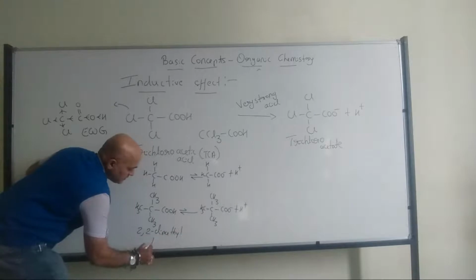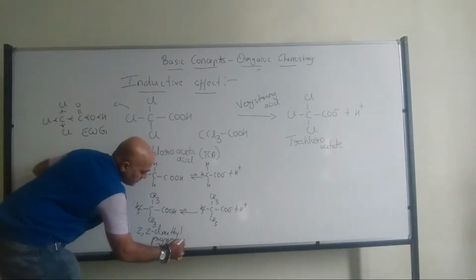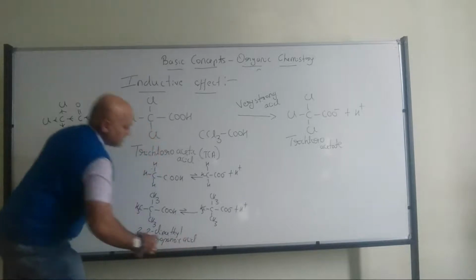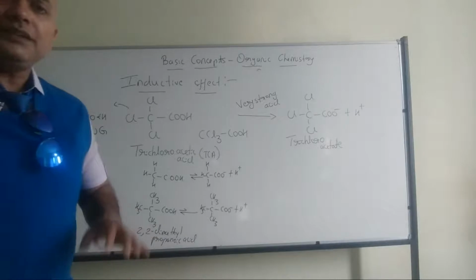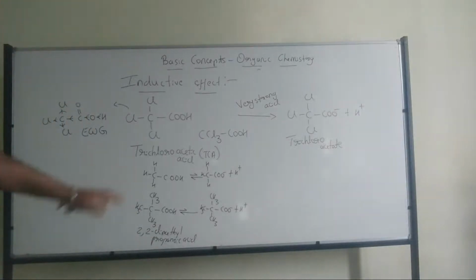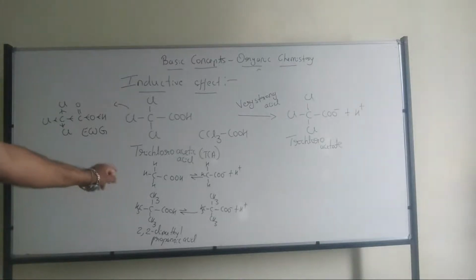2,2-dimethyl propanoic acid. Very good answer. Propanoic acid. Right. Now, can you tell me, with respect to the last category, where three methyl groups are attached to the carbon which is next to the carboxyl group, whether it will act as a weak acid or a strong acid?